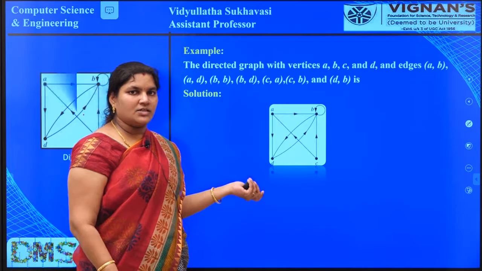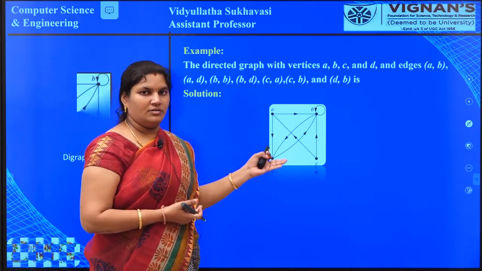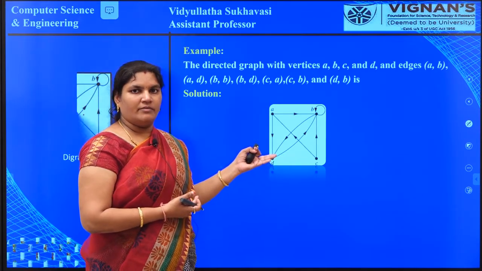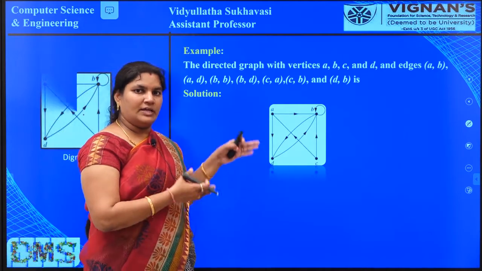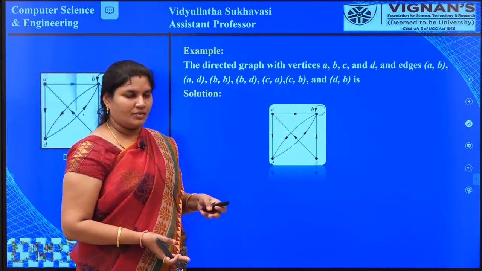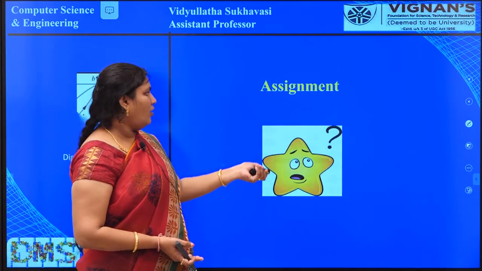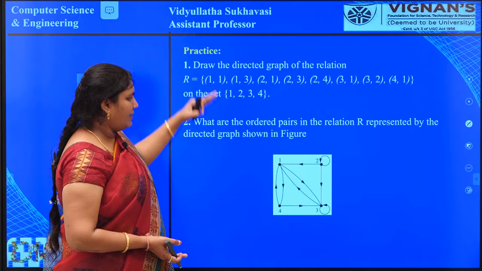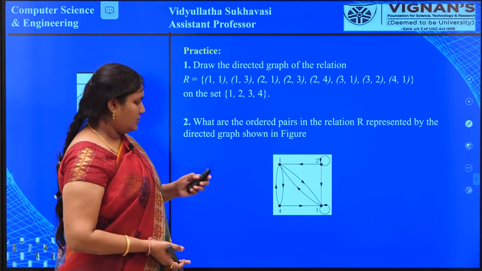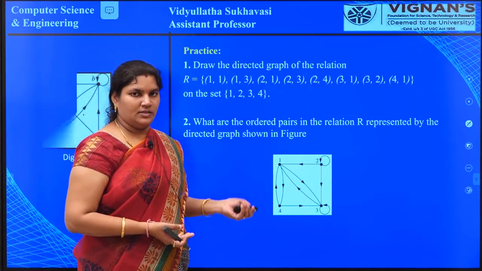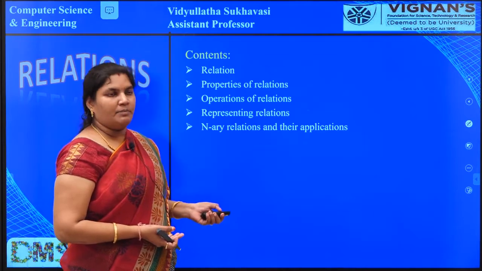In some cases, they will give the directed graph and we need to write the relation. That is, we need to specify the ordered pairs with the help of this graph. In some cases, they will give the relation and we need to draw the graph. Next, practice the problems on diagrams. You can practice these two problems for directed graphs. The next concept which we are discussing in today's class is n-ary relations and their applications.